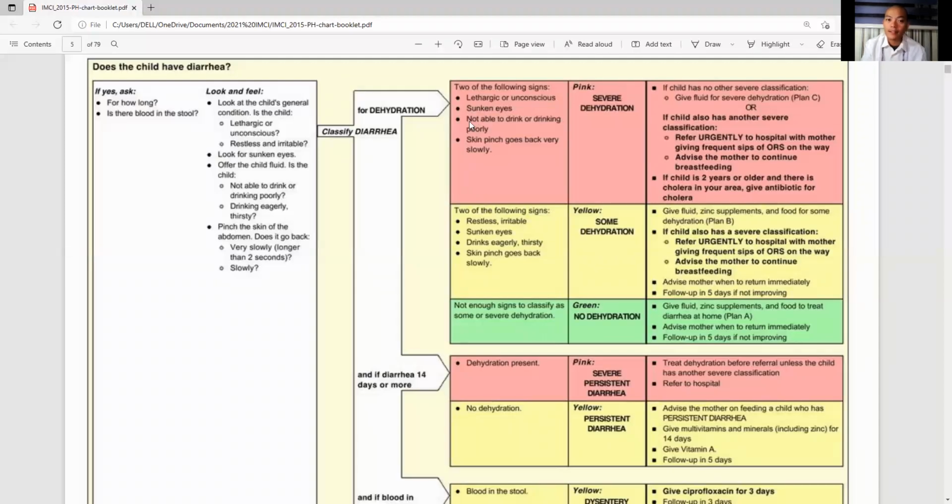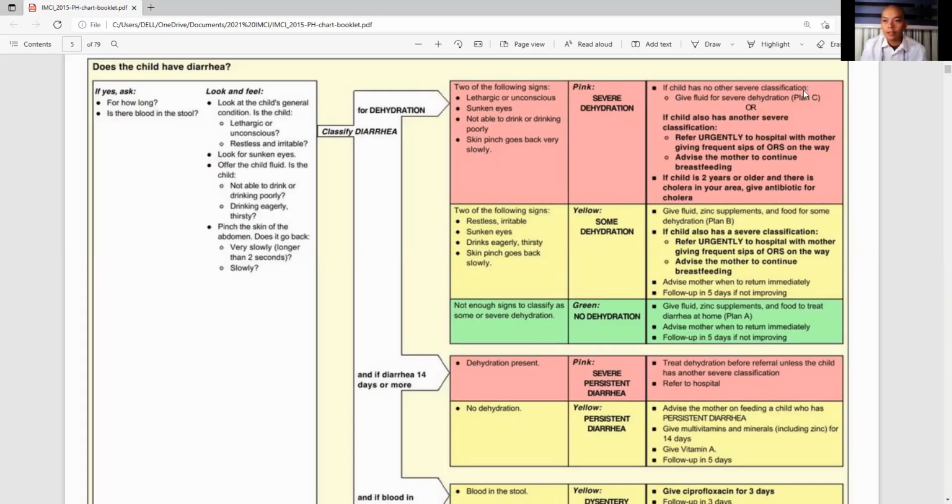So is the patient lethargic or unconscious? Sunken eyes. Pinch goes back very slowly. If there are any two of these, our patient falls under pink. If our patient falls under pink, these are our interventions. If the child has no other severe classification, dehydration plan C. Where do I see plan C, sir?